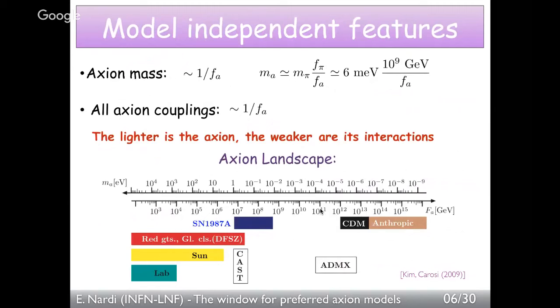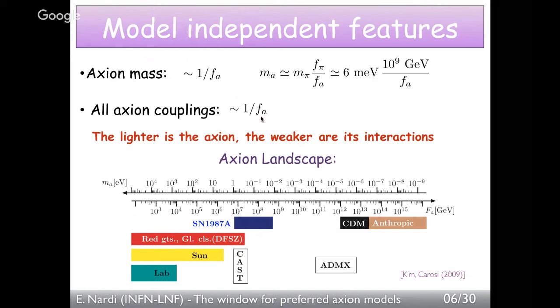Regardless of the fact that these classes seem to be quite different, there are some crucial model-independent features. One is that the axion mass is always inversely proportional to the Peccei-Quinn breaking scale. Keep in mind this simple, approximate relation, where m_a is equal to the pion mass multiplied by the ratio between f_pi, which is 93 MeV, and f_a, which is around 10 to the 10 GeV, and you can recast it in this way. So the typical mass expected for the axion is very small, around milli electron volt and even less.